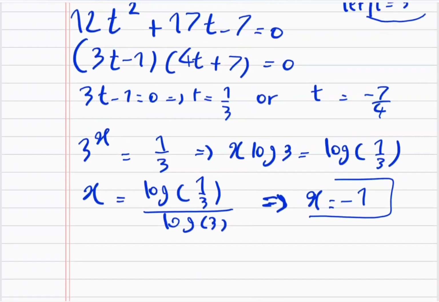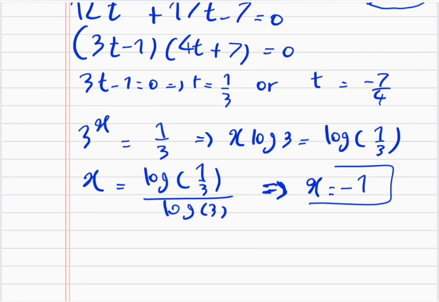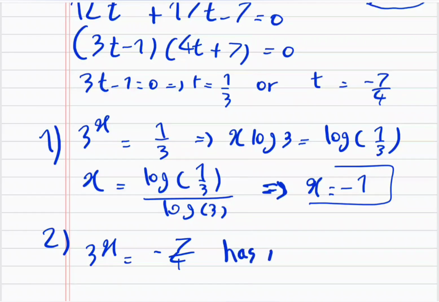So that is the first solution. For the second case, 3 to the power of x is equal to minus 7 over 4, because that's the value of t. But there's a problem, because this one has no solution. There is no value of x such that 3 to the power of x gives a negative answer. It's never going to be negative. Therefore, we don't find any solutions if t is equal to minus 7 over 4. The only solution is x equals minus 1.